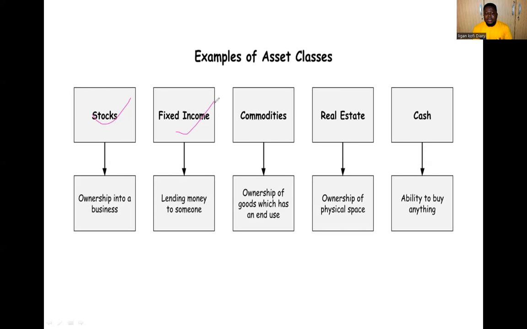Is that okay? Now, apart from the fixed income, we also have what we call the commodities. So ownership of goods, which has an end use.